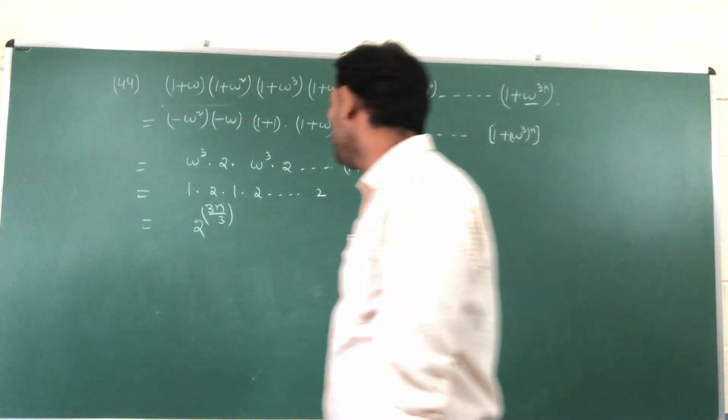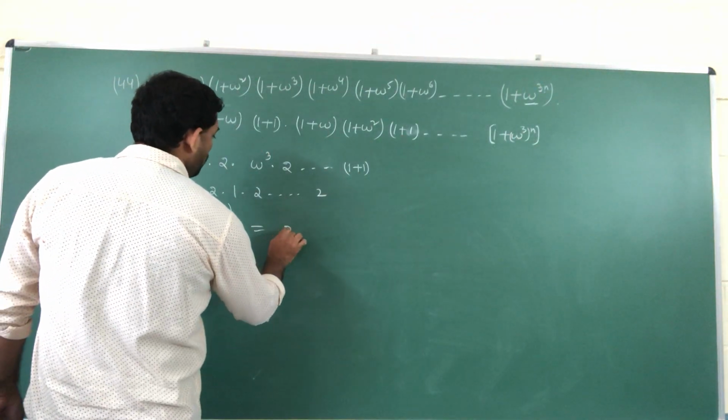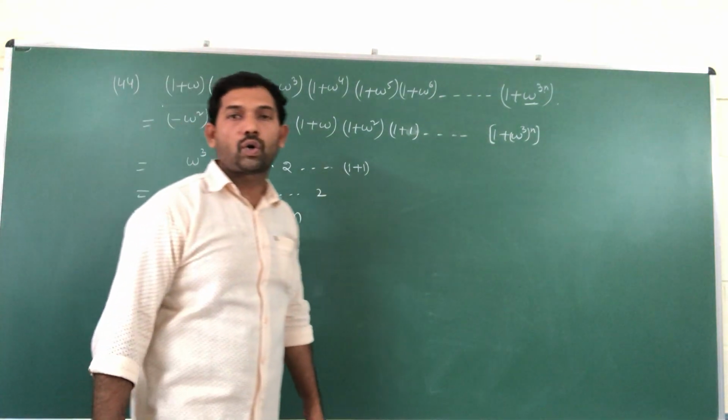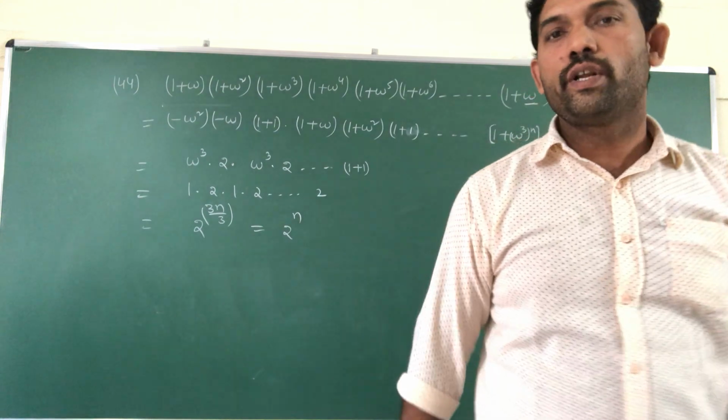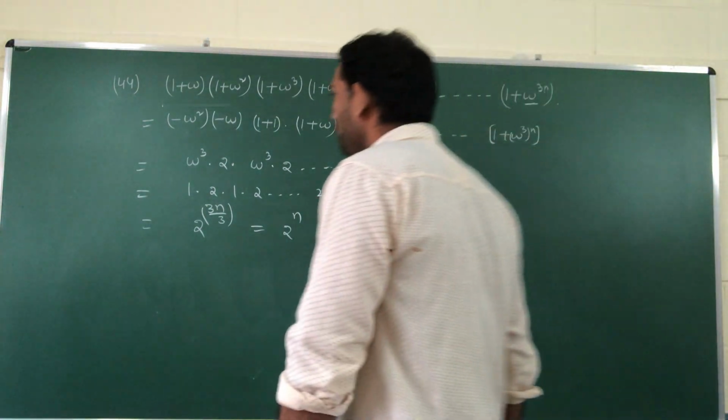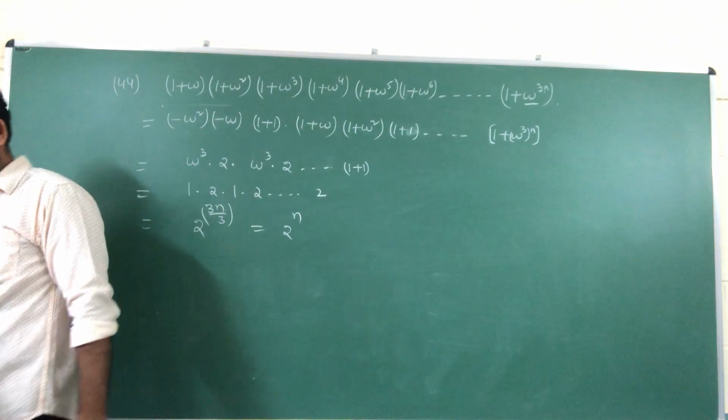So what happens? What is remaining? 2^n. So what is remaining? The whole product should be 2^n. The whole product should be 2^n. Note down fast.